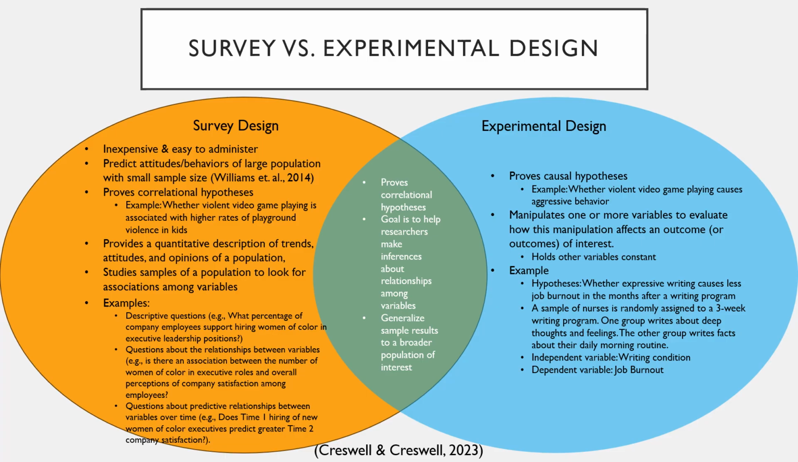The survey design provides a quantitative description of trends, attitudes, and opinions of a population, and it studies samples of a population to look for association among variables. An experimental design manipulates one or more variables to evaluate how this manipulation affects an outcome. For example, it does hold certain variables constant while it manipulates the other variables.